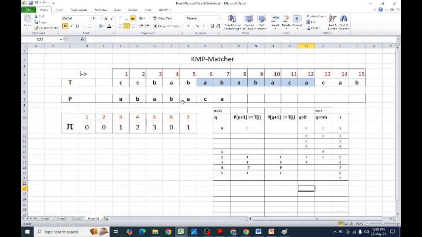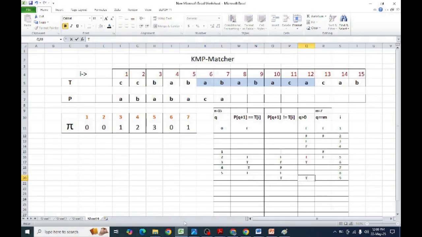See, we have received ABABA so far. Next we are checking this character against 6. P of 6 is this one. So there is a mismatch. Here T of 9 is B and P of 6 is C, so there is a mismatch. So this condition is true and q greater than 0. Okay, now the while loop will work.